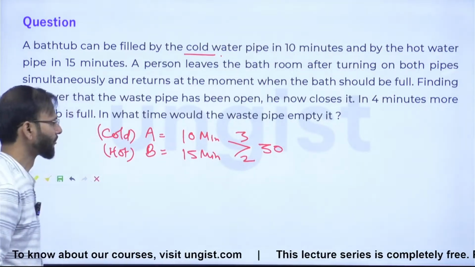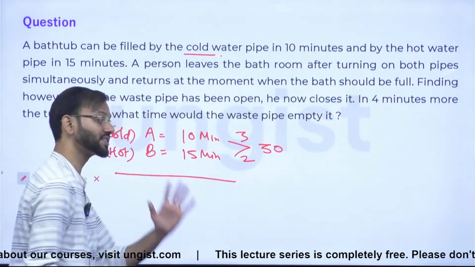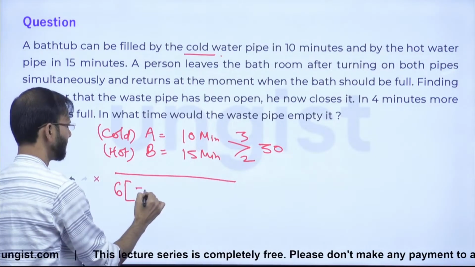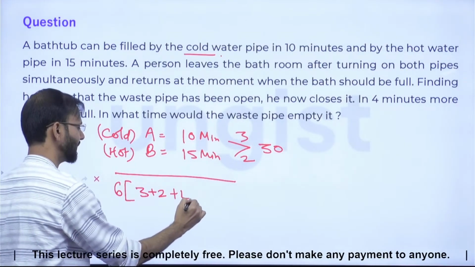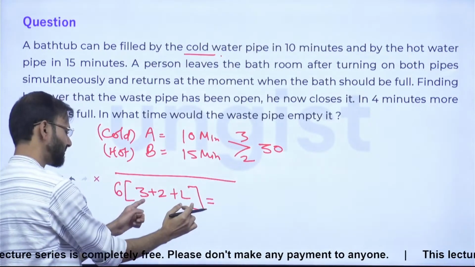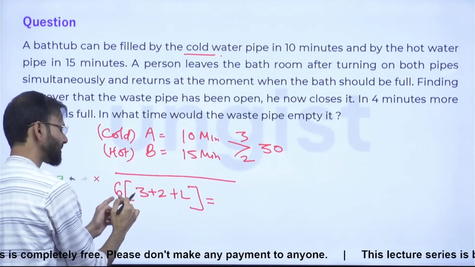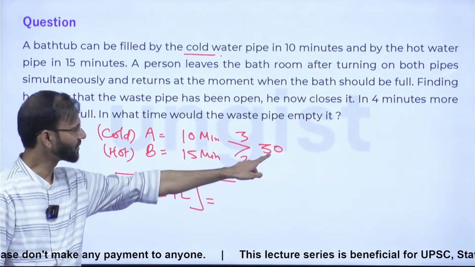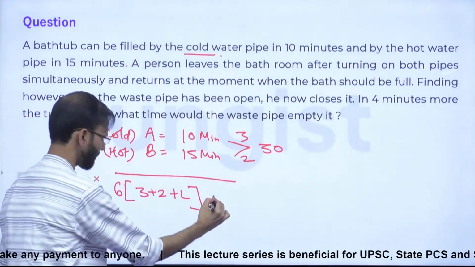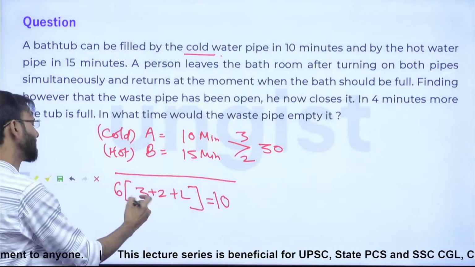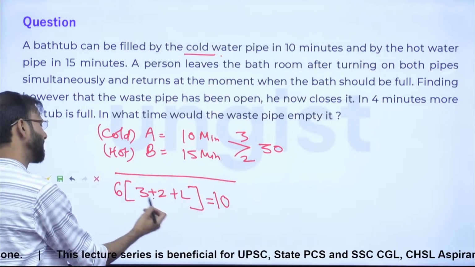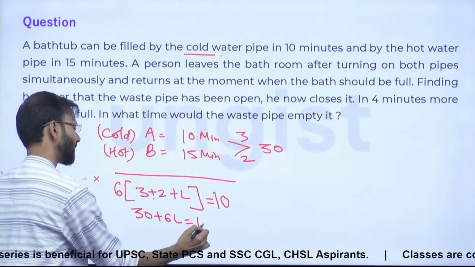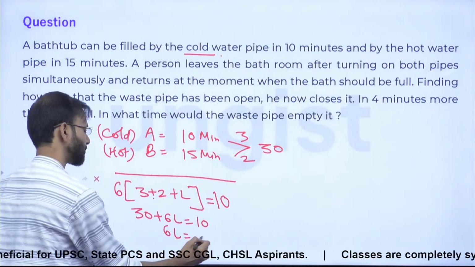So everyone, in the first 6 minutes 3 plus 2 plus leak, these 3 taps are operating in the first 6 minutes, and what part of the tank was filled? 1/3. 1/3 of this will be what? 10. Put 10 here. So guys, this is what? 5 into 6, 30. 30 plus 6L is equal to 10, then 6L is equal to minus 20.